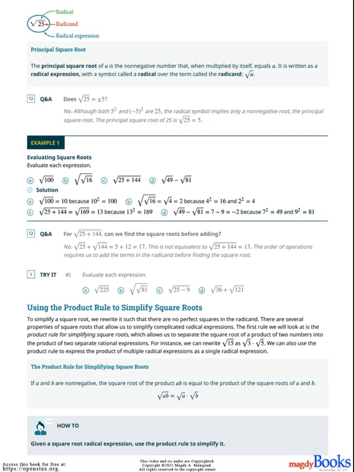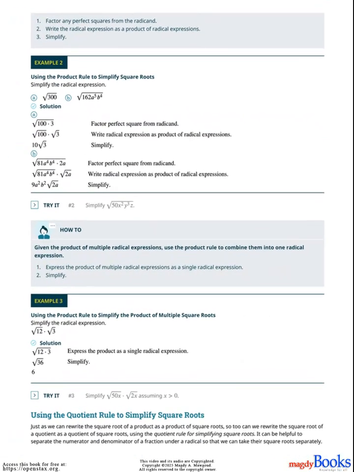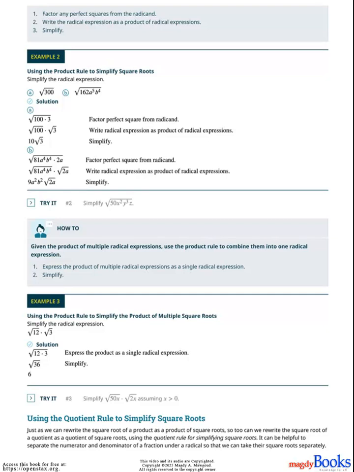If a and b are non-negative, the square root of the product is equal to the product of the square roots of a and b. Square root of a b equals square root of a times square root of b. How to? Given a square root radical expression, use the product rule to simplify it. 1. Factor any perfect squares from the radicand. 2. Write the radical expression as a product of radical expressions. 3. Simplify.